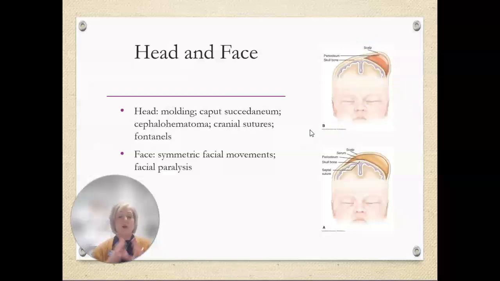But for the face, you want to look at that symmetry. Is it symmetrical? Did they have any birth trauma from those forceps, or maybe just coming through the birth canal? Sometimes those forceps can damage that fifth cranial nerve and they can get facial paralysis. So we're going to look for that.